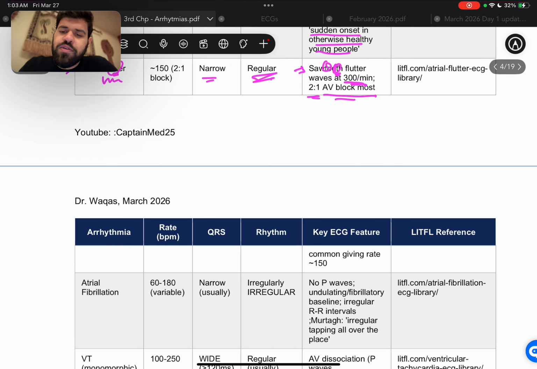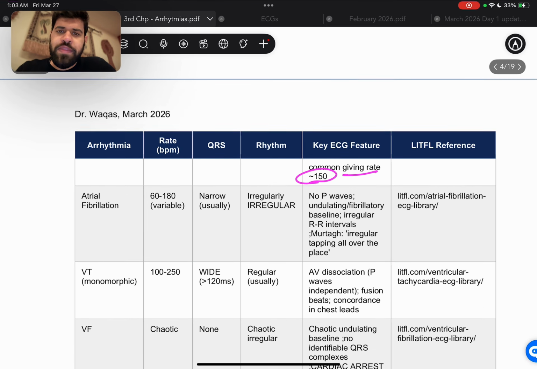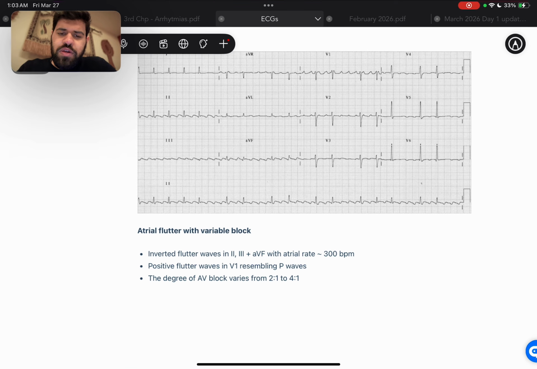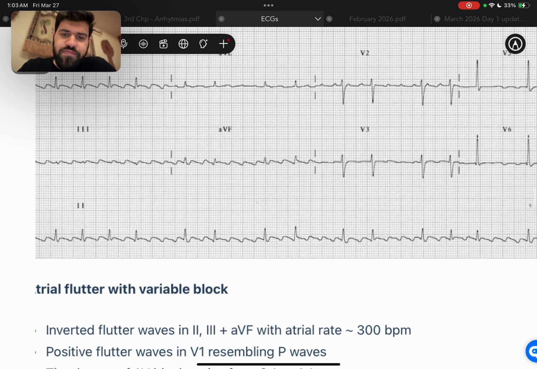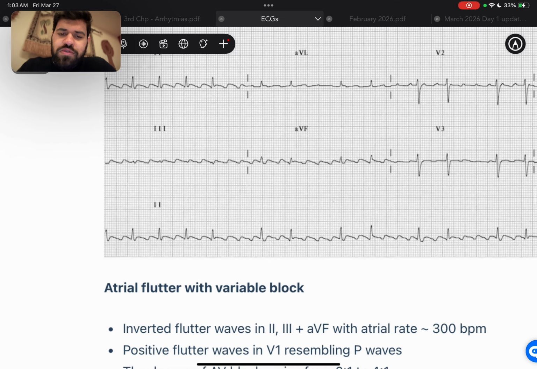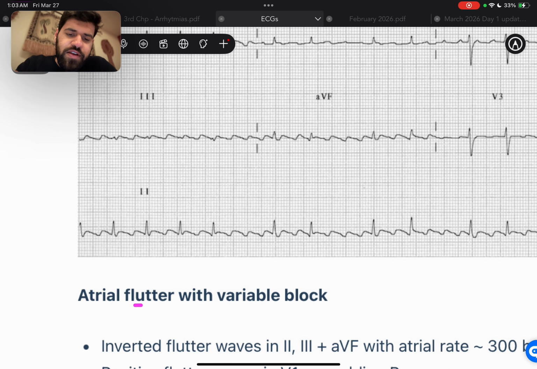This is the most common, giving the rate of about 150. So there is a QRS rate, which is the ventricular rate, and then there is the atrial rate, all right, because it's an atrial flutter. And it's the same way that we calculate the BPM. So now coming up to this atrial flutter, you can see that there's a sawtooth appearance. And one way also that I like to remember is that flutter has a U, and these waves look like U's, right? I mean, to me at least.